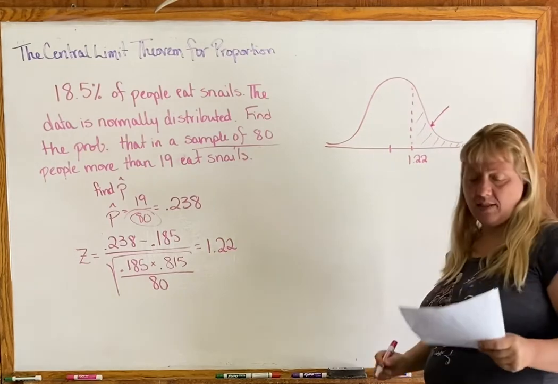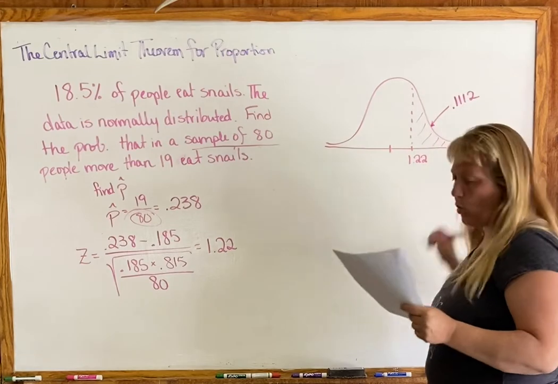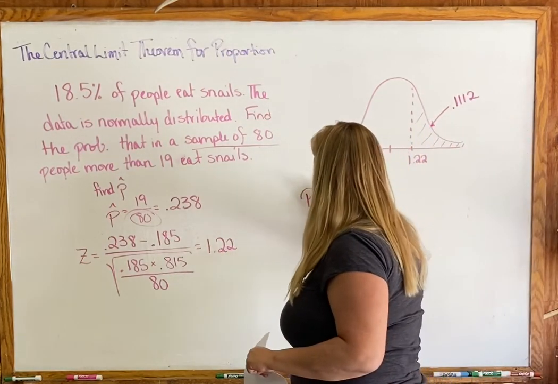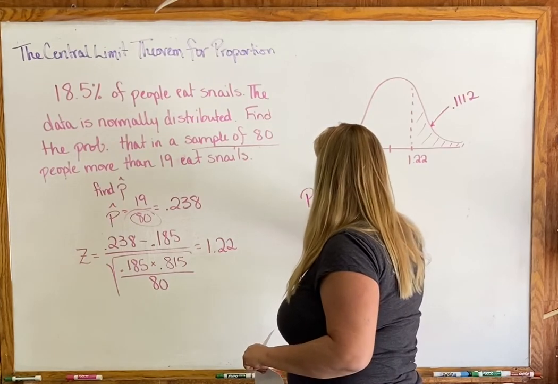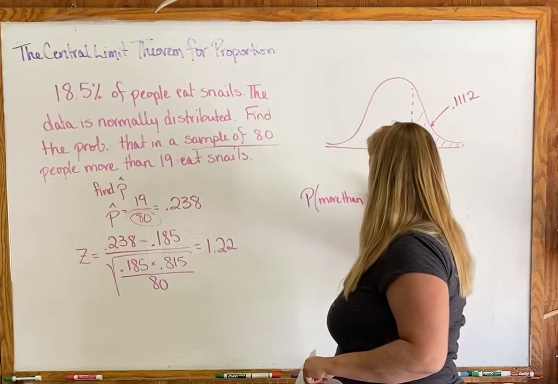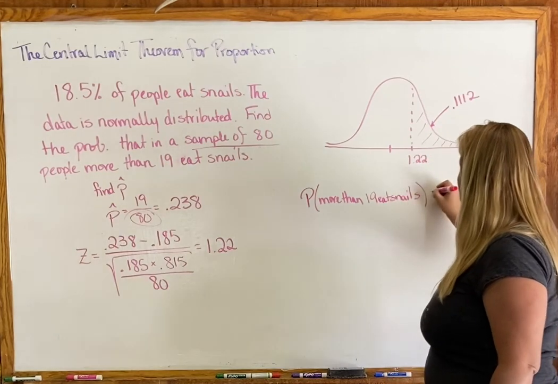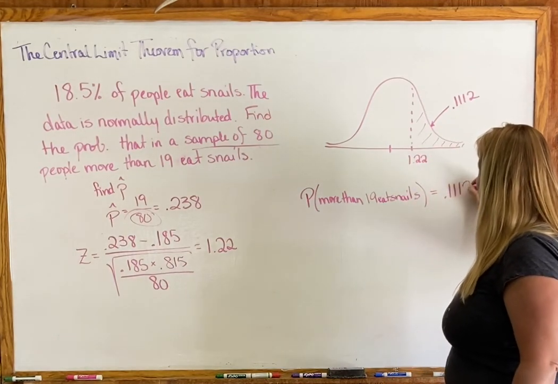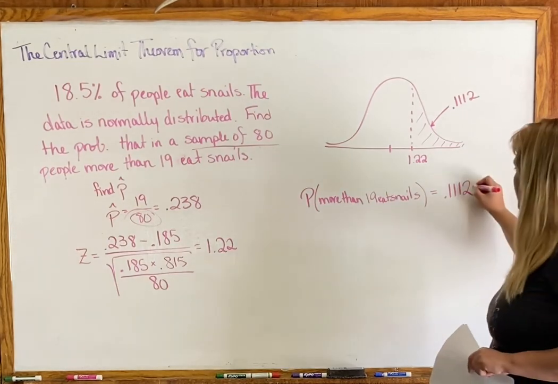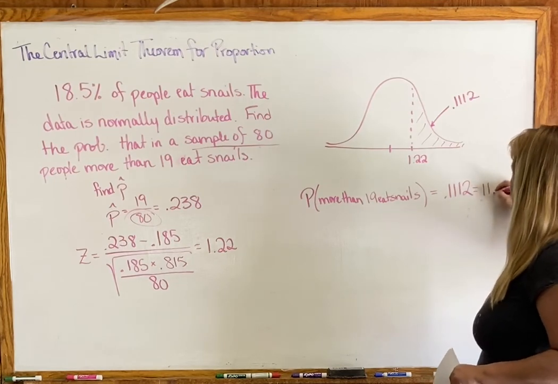Pause there for a second while you do that. When I stuck this in my calculator, I got 0.1112. So we can say the probability that more than 19 eat snails, and just write out what it actually asked us, is 0.1112. So there's an 11.12% chance that more than 19 of these people will eat snails.